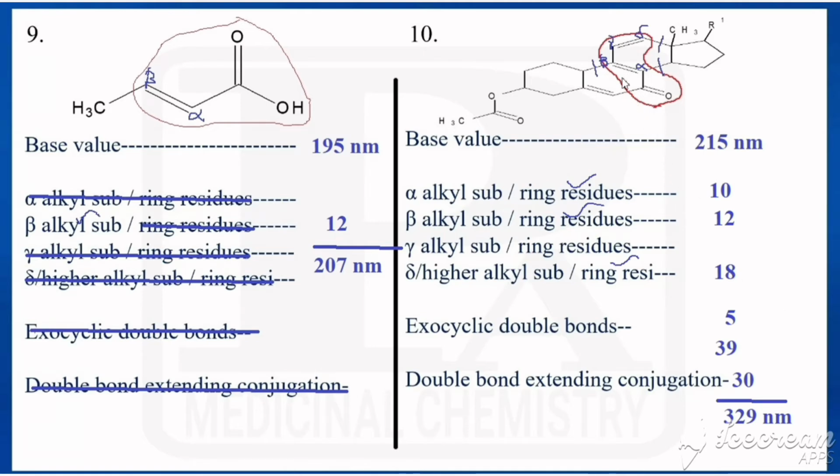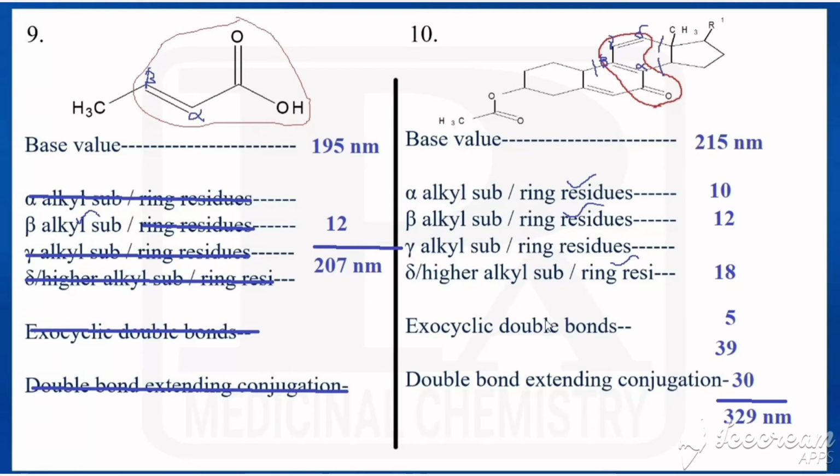Now we have to find the exocyclic double bond. So for this ring, this is exocyclic, and for this ring, it is not having any exocyclic double bond. For this ring, it is not having an exocyclic double bond. For this ring, that is also not having any exocyclic double bond. So only one exocyclic double bond, that is for this ring, this one. So for one exocyclic double bond, we have to add the value 5. Then we have to find the double bond extending conjugation. For that, the parent should have 1. So other than that, how many double bonds are there?